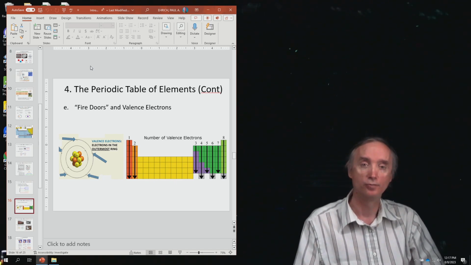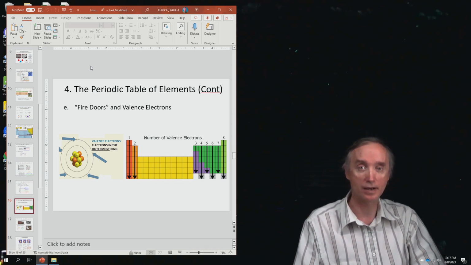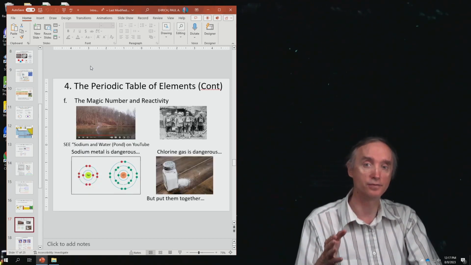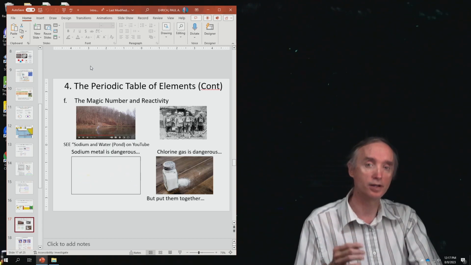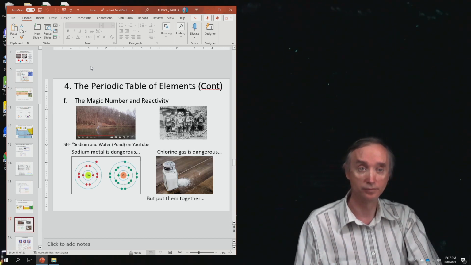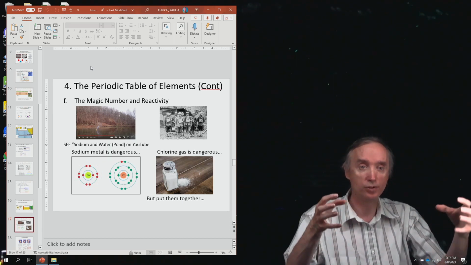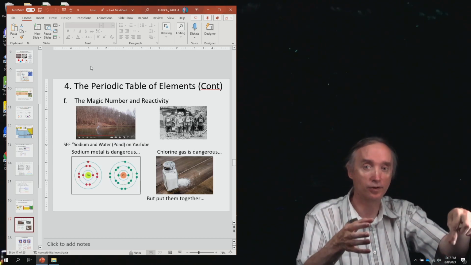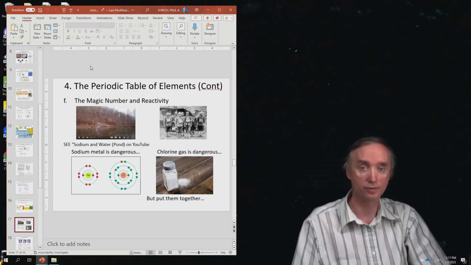So these would make for good essay questions on the exam, being able to explain the reactivity. And so we explained the reactivity of sodium, and then we explained the reactivity of chlorine, and then we noticed that when you put the two of them together, an electron is transferred from one atom to the other, and then that made table salt.